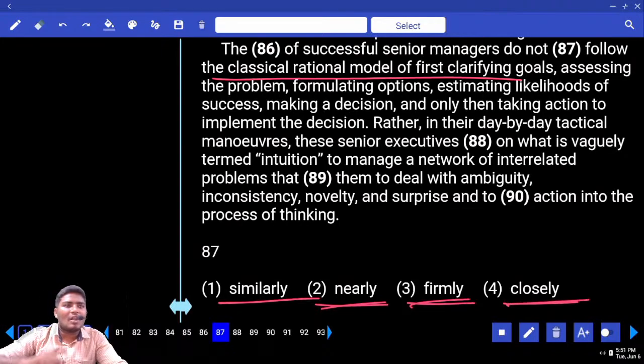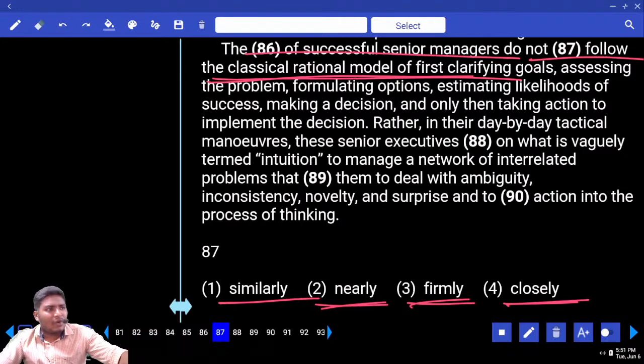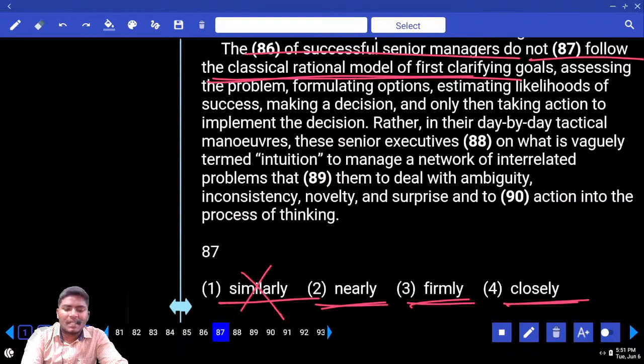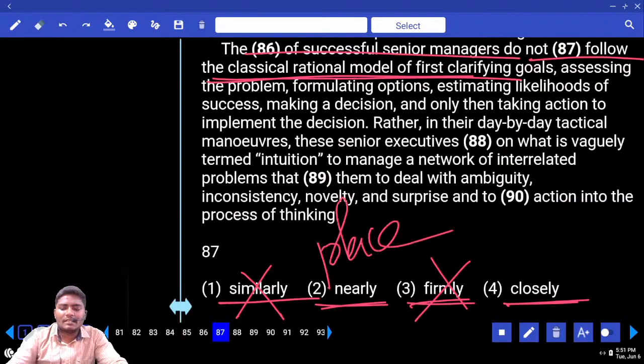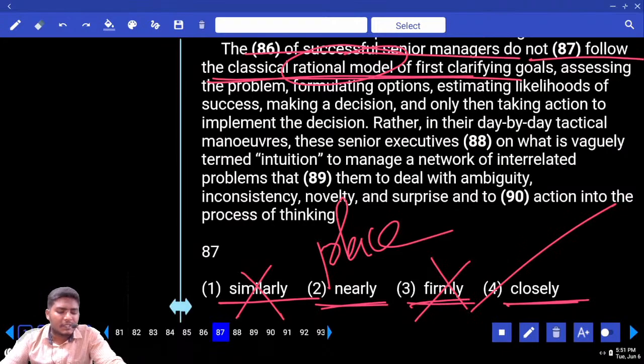Closely in the sense almost related, almost related to the point. Majority of the managers do not blank follow the classical rational model. That means they almost don't follow. We should get that type of meaning. It is not similarly, it is not firmly. Tell me which is your answer. Is it nearly or is it closely? Nearly speaks about the place, closely speaks about the idea. We are speaking about the rational model, so the answer must be closely.